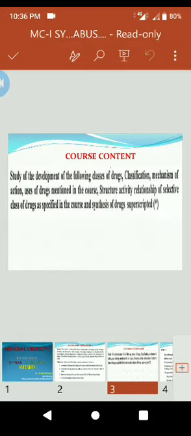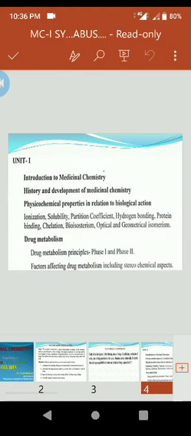Coming to this, what is the content present in the medicinal chemistry subject? Study of the development of the following classes of drugs: classification, mechanism of action, and uses of drugs mentioned in the course, and structure activity relationship of selective classes of drugs as specified in the course. In Medicinal Chemistry 1, we have 5 units.